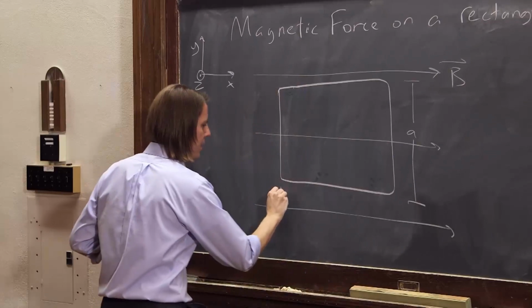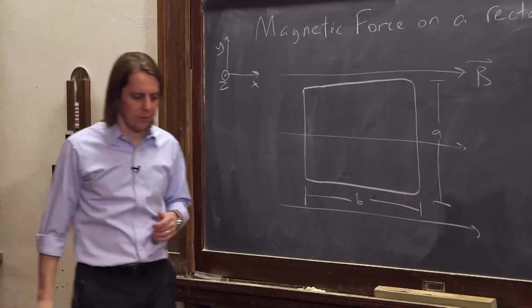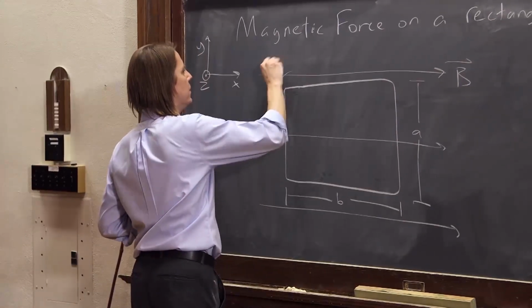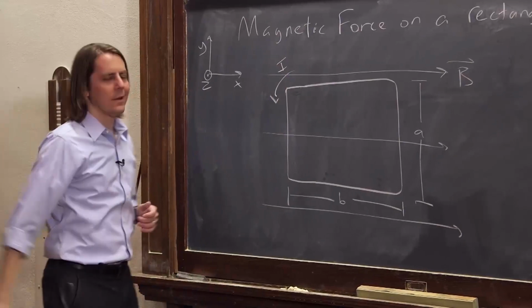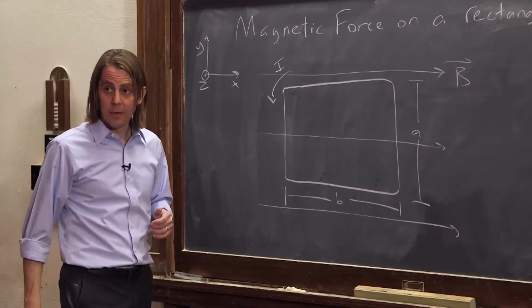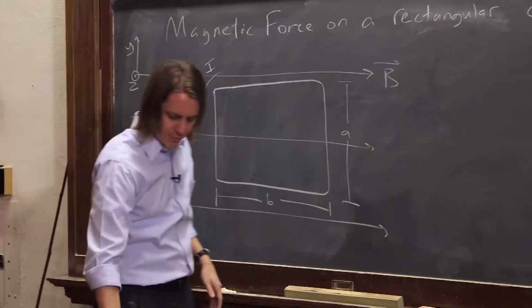And this side will have a length B. So nice little rectangle. And current is going to go around this way. Current is flowing counterclockwise in this rectangle. Okay, so here we go. Magnetic force on a current loop. In this case, a nice geometrical current loop.